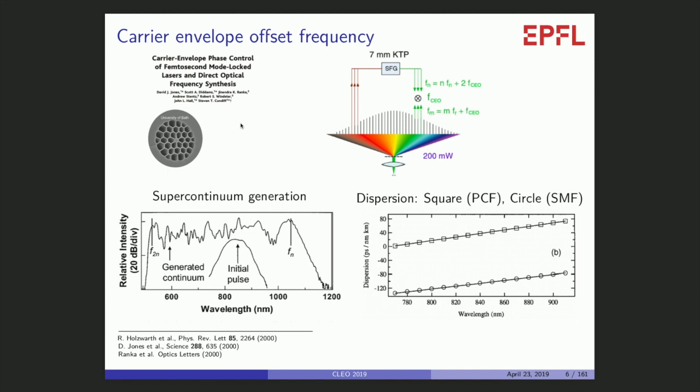What is striking is that this process is fully coherent under certain circumstances. And I'll explain what the circumstances are, but let me mention it has to do with the so-called soliton number you're operating at.